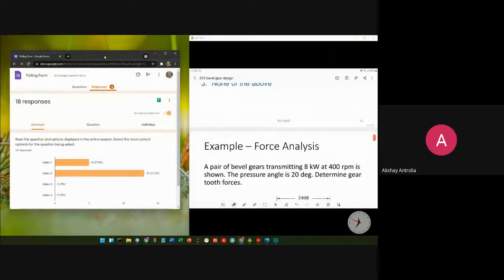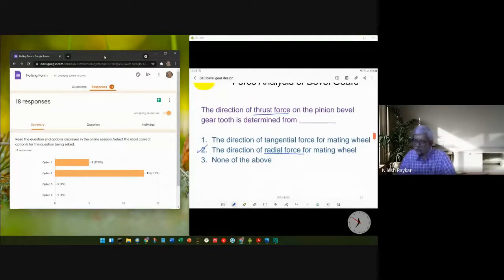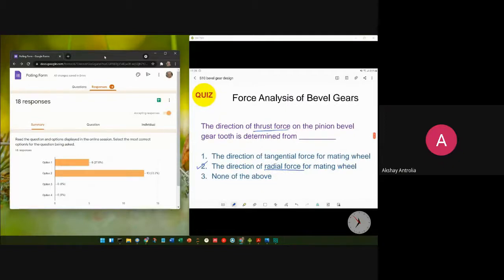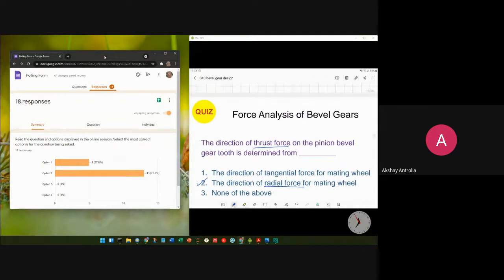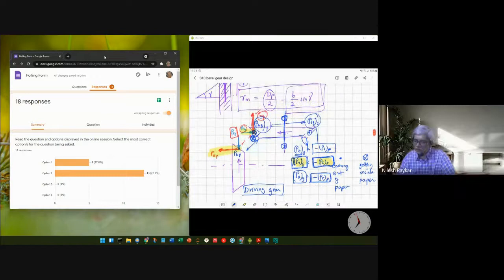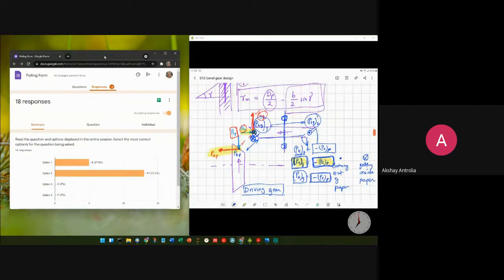Sir, I had a doubt. It's about the equilibrium thing that we did for the mating gears. Why is that done specifically here? We don't do that for spur gears or for any other type of gears, right?